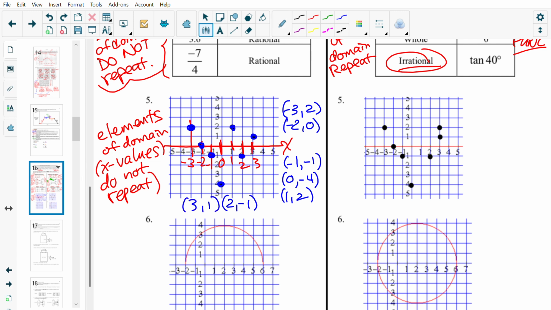Take a look at all my x values: 3, 2, 1, 0, -1, -2, -3. Elements of the domain do not repeat on the x value. So this is from a graphical standpoint with a discrete relation. Let's contrast that with the next one here.